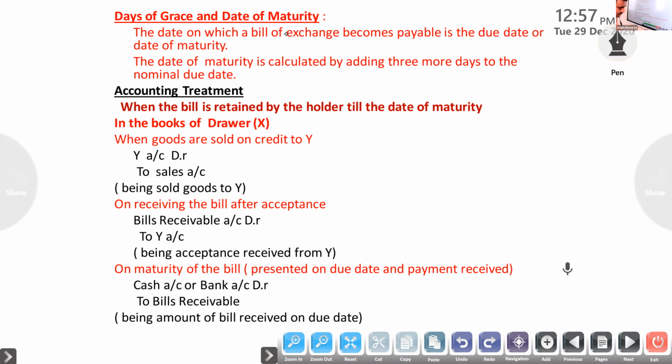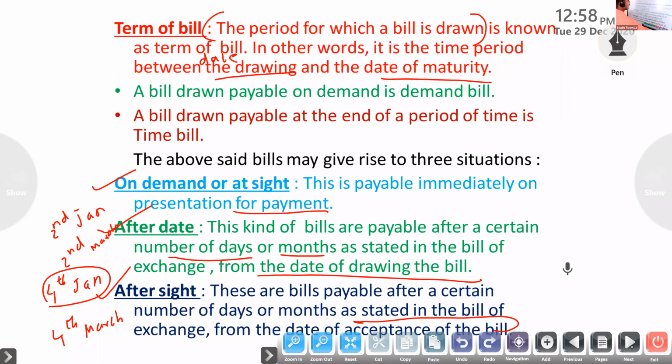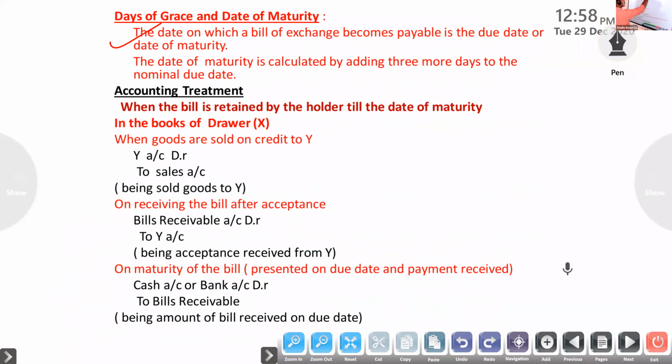Next, one more term is there: days of grace and date of maturity. What do you mean by date of maturity? Already we know it is the date on which a bill of exchange becomes payable. In the last example, 2nd March, bill after date, that 2nd March is the date of maturity. The date on which a bill of exchange becomes payable is called the due date or date of maturity.